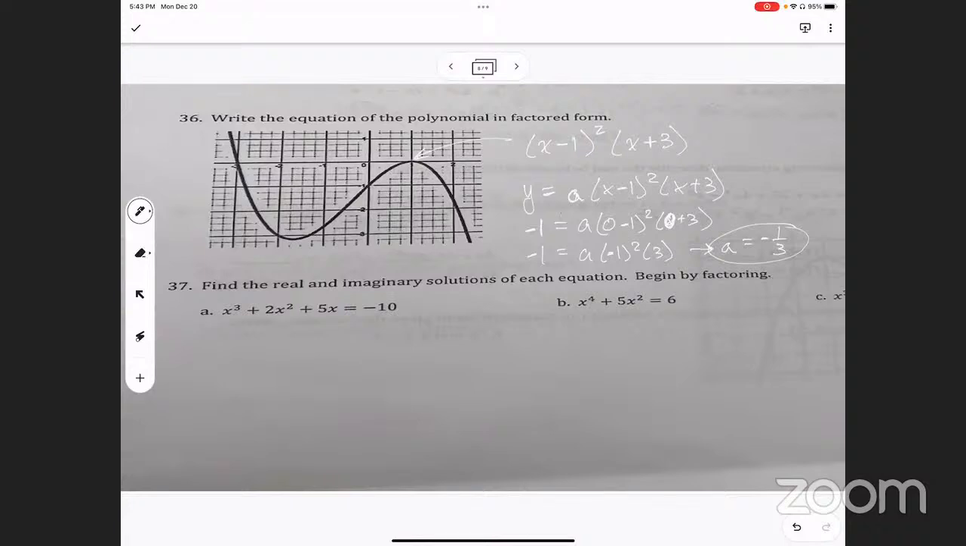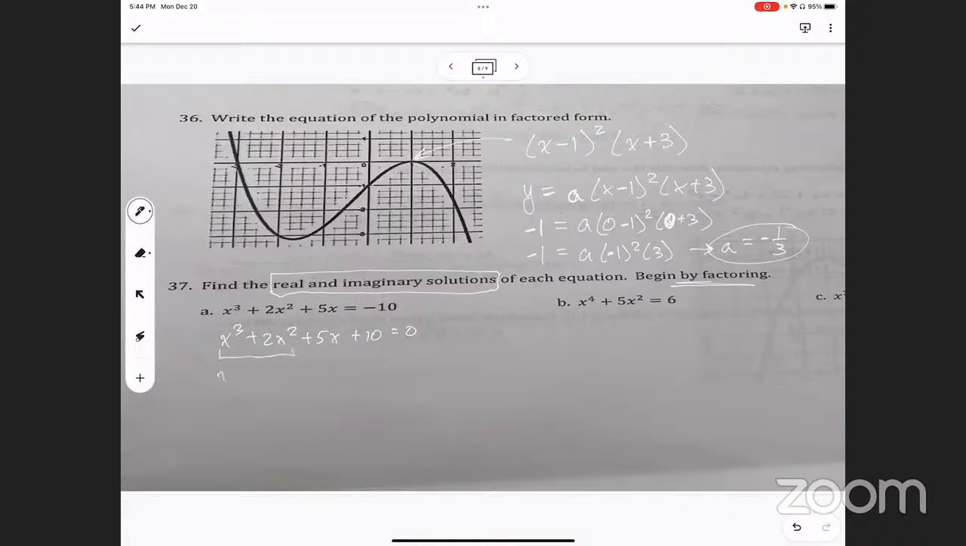All right, let's do 37 while we're here. So to find real and imaginary solutions, well, factor if possible. They even told you to begin by factoring. Well, first I have to set it all equal to 0. So I'm going to have to move the 10 over by adding it. And now whenever you have a 4-term polynomial, quadnomial, I would try factoring by grouping, because in this class, chances are it's going to work out that way, because they make them nice and convenient, easy.